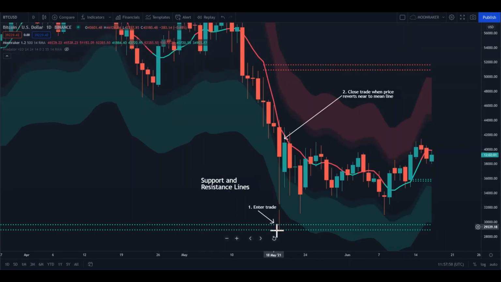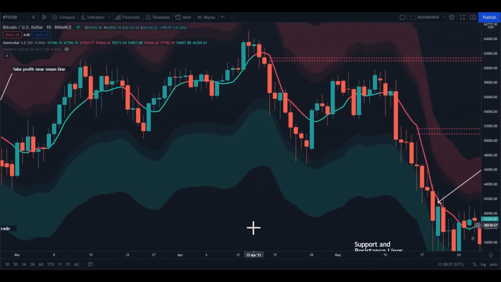We would enter a trade when price comes down to these support lines, assuming we are not already in an existing trade. So if we're not in an existing trade, we would wait to enter when price reaches these support or resistance lines, and then close when price reverts back towards the mean line. So again, very similar to the volatility band scalping, we can use support and resistance lines as scalping trades, entering when price reaches near them and then closing as price reverts back towards the mean line.